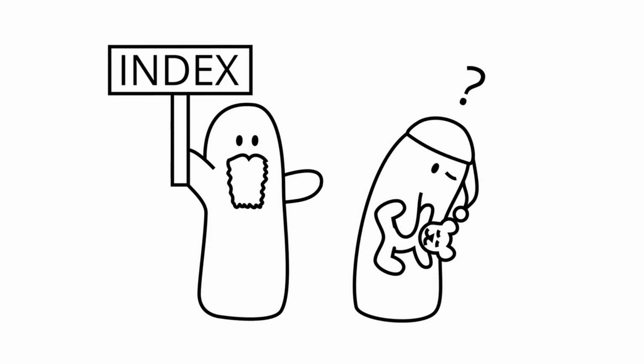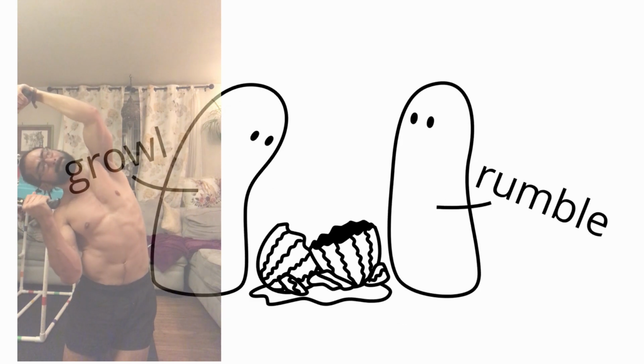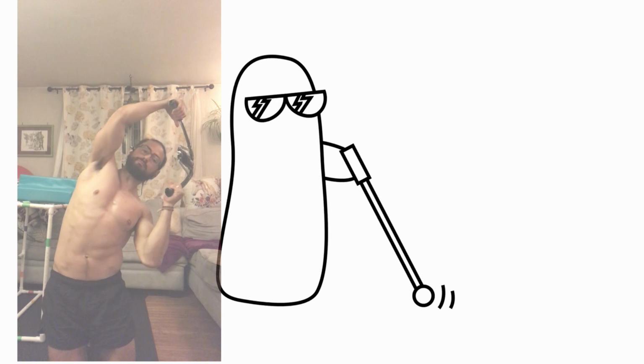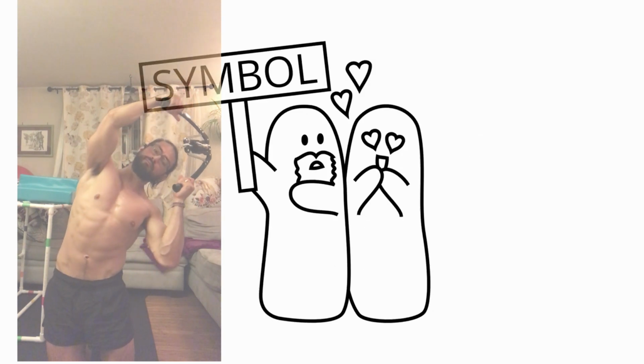An index has an implied association with the object. The sign and the object are connected in a logical way. For example, a growling stomach indicates hunger, sunglasses and a white cane indicate blindness, and the smell of smoke indicates a nearby fire. A symbol is not inherently connected to the object.